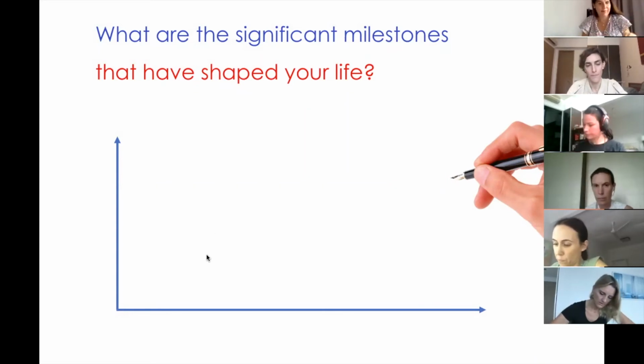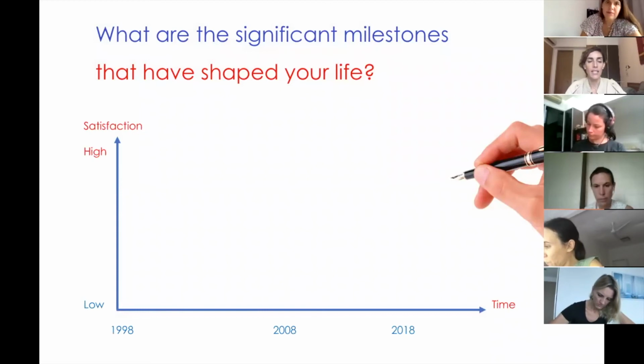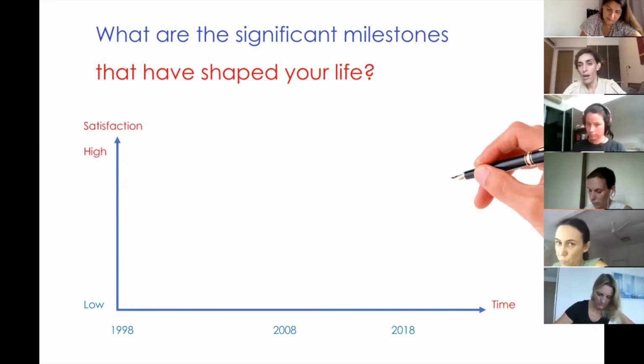It depends. So draw these two lines, please. One is a timeline, and the other one is your level of satisfaction. You can add the dates you want. It can be from birth to now, or it can be when you graduated, whatever you think makes sense.